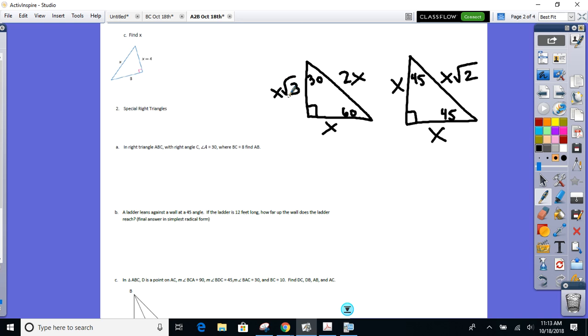All right, I'm not going to get too hardcore here with you. Let's see now, let's use it. Go ahead, draw this first triangle here in part A. So angle C is the right angle. Angle A is 30.